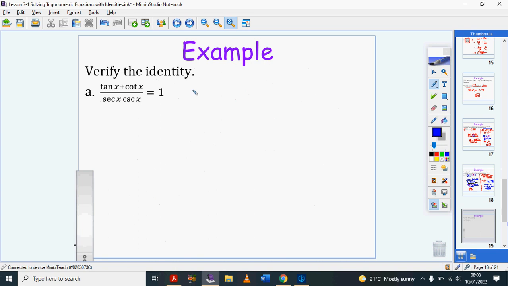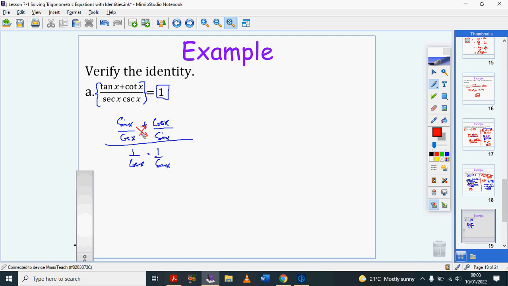Okay, verify the identity. When they say verify the identity, they're trying to get you to simplify the left hand side of the expression to show that it's equal to the right hand side of the expression. So again, we're going to do a lot of breaking down. So tan x at the top is the same as sine x over cosine x. Cotangent is the same as cosine x over sine x. And at the bottom, secant times cosecant is the same thing as 1 over cosine times 1 over sine. I'm going to simplify these big fractions.